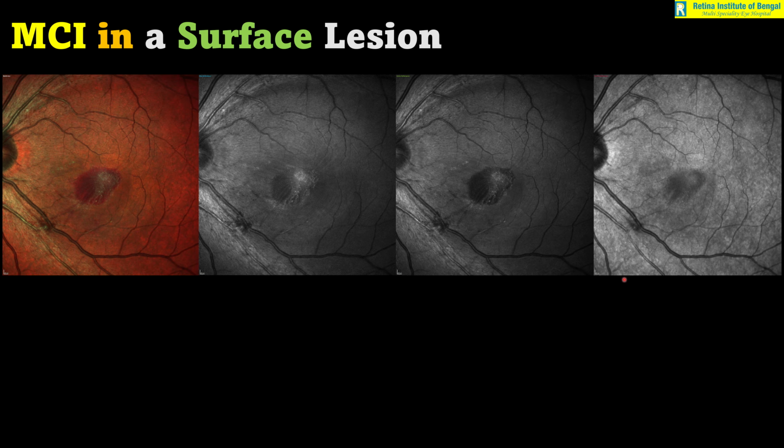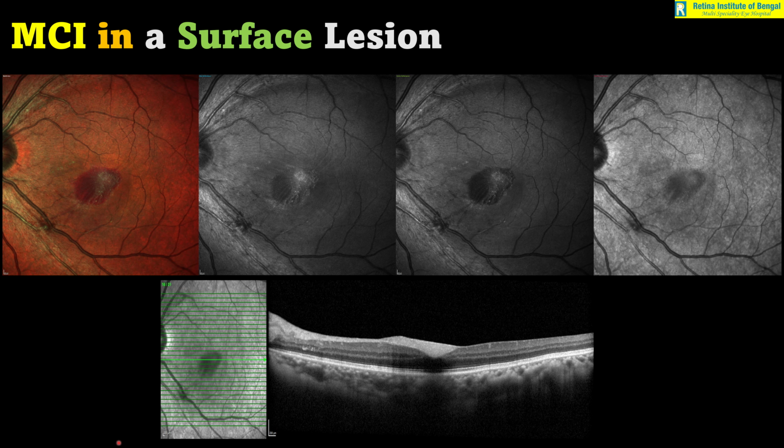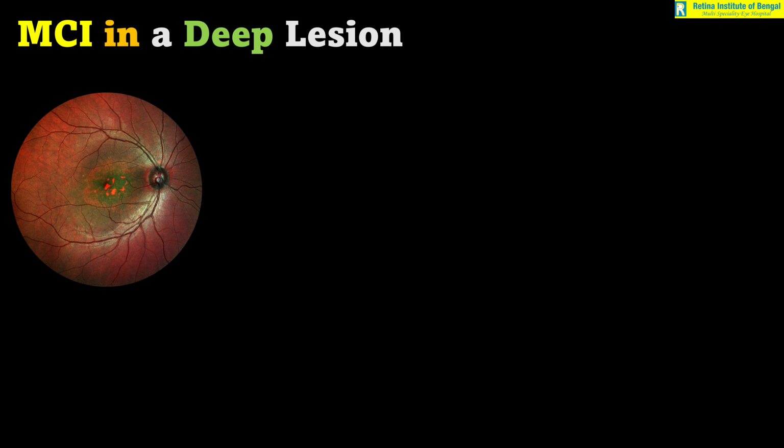Now, if we compare this with the OCT, we can clearly see, yes, this blood is prefoveal sub-ILM. So just by comparing the three images along with the multicolor image, we could easily make out the level of the pathology. Now, if you have a deep lesion, for example, in this case, we can see some elevation is there with some RPE changes.